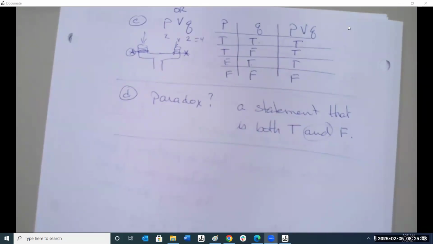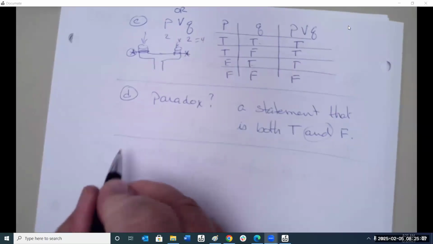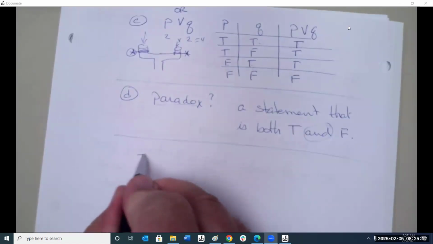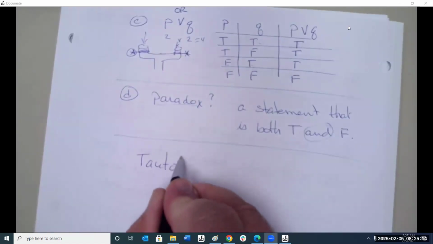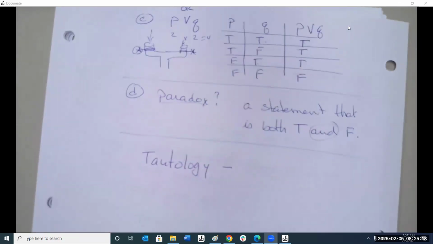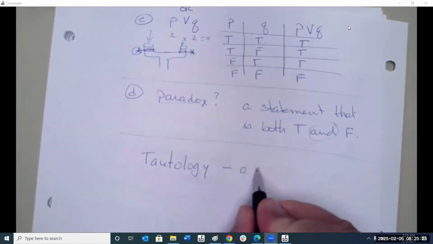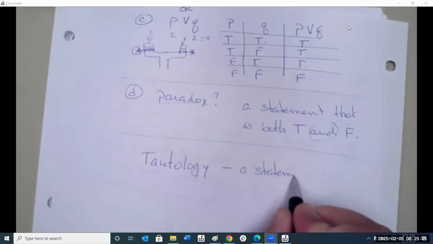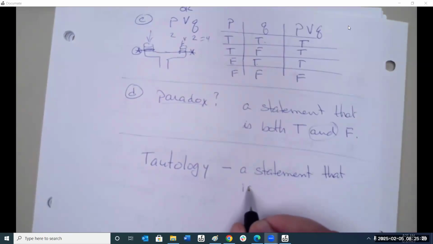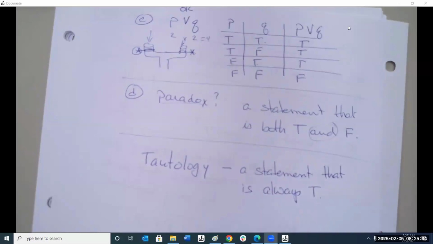Where were we? Oh, as opposed to a paradox that's always true and false, a tautology. You never heard of that. This is a statement that is always true.